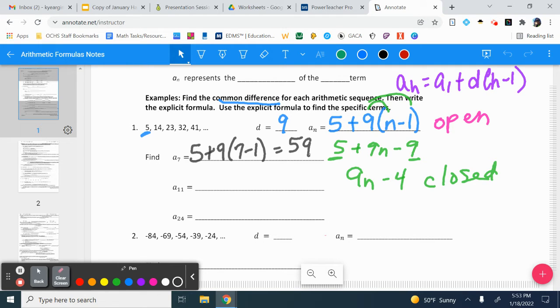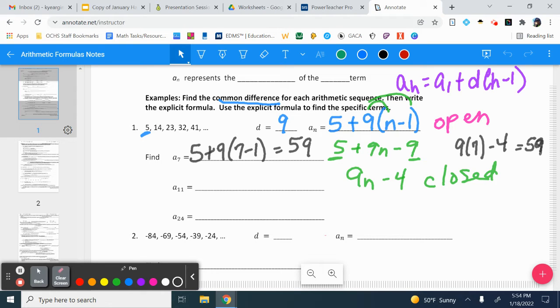If I want to use the closed formula, I'm going to say 9 times 7 minus 4 and put that into the calculator. And I should get the exact same answer, that the 7th term will be 59. So it's completely up to you. This problem does not specify whether we need to use the open or the closed formula. So if I were you, I'd practice doing some of both.